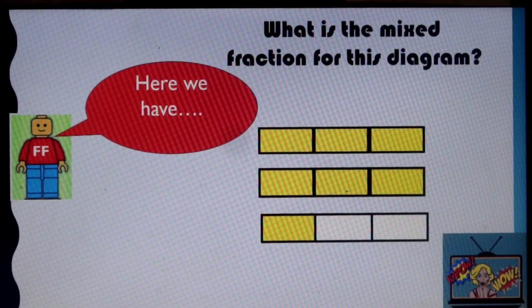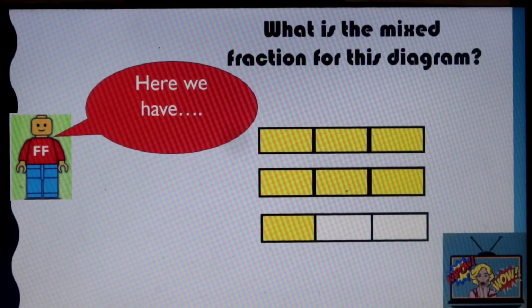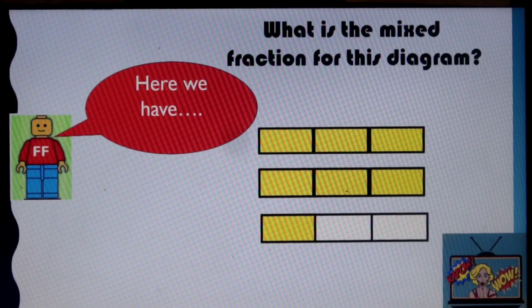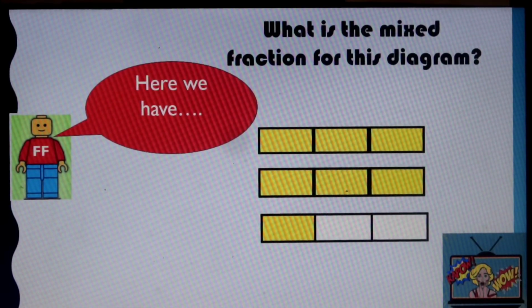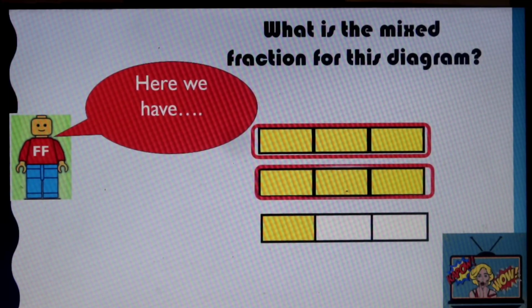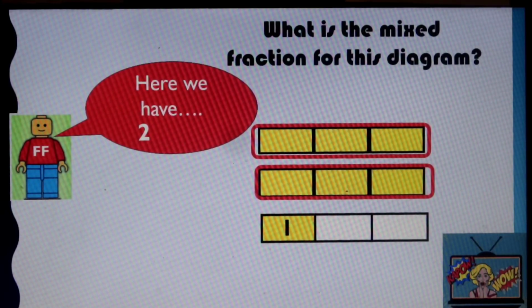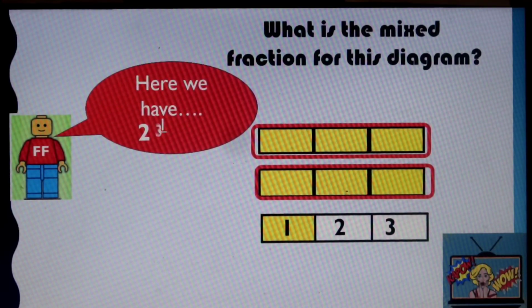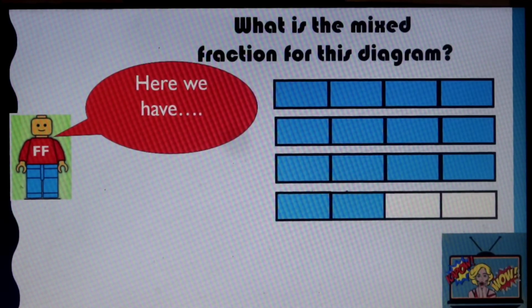What is the mixed fraction for this diagram? So you can pause it again, try to answer it yourself. I'm going to go through it step by step carefully. Again, workings out. So let's count how many wholes. 1 whole, 2 wholes. We have 2 wholes, and how many are shaded in here? We've got 1. So that goes 1, and we've got 2, 3 all together in that. So that's 2 and 1/3. Okay, excellent. Let's go to the next one.